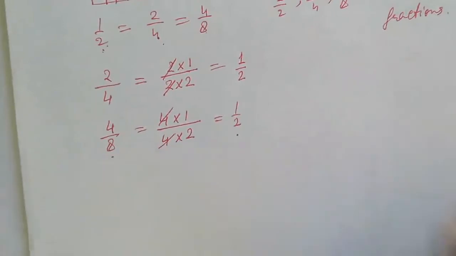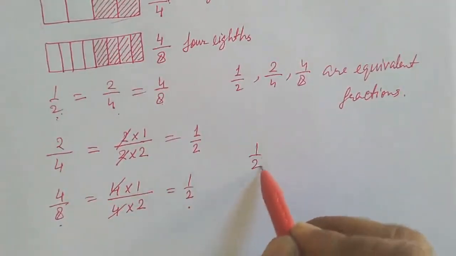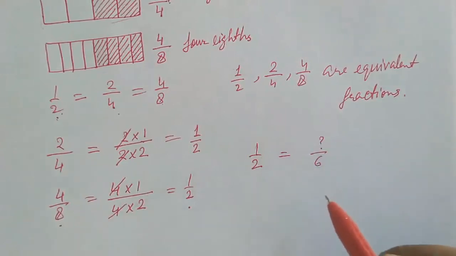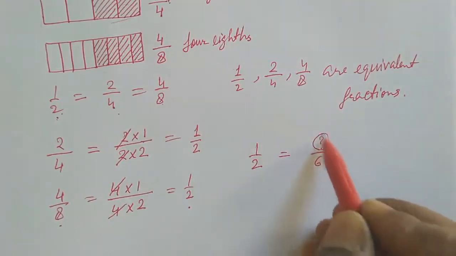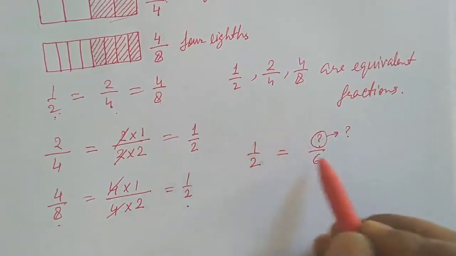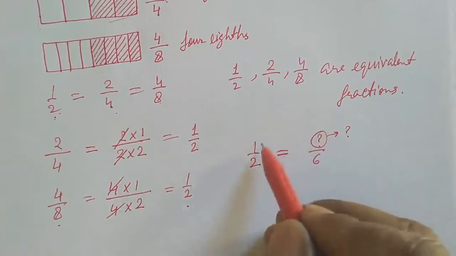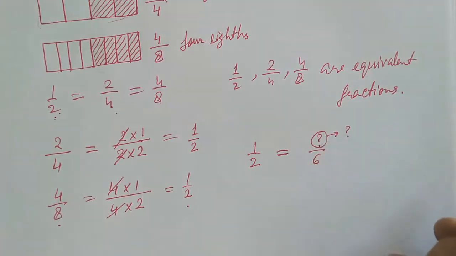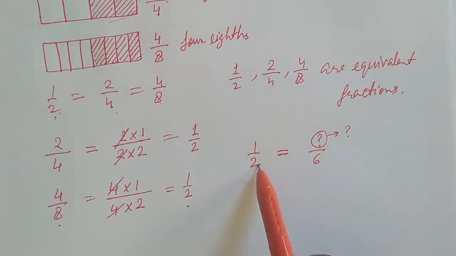Now suppose that if I ask you, I am writing this 1 by 2 like this, something upon 6. So you tell me what is this something. If I am writing this fraction in equivalent terms, I mean this fraction and this fraction, they are equivalent. So what will be this number? So one method is that, you see, how do you convert this 2 into 6? Let us see.